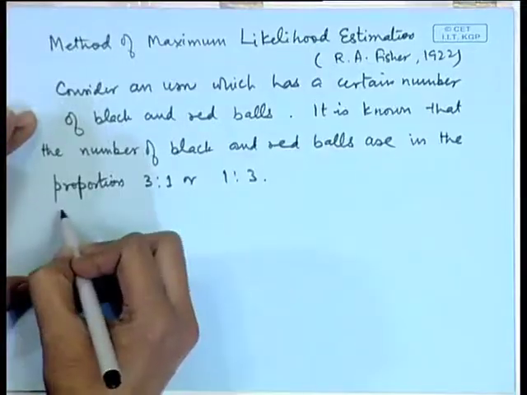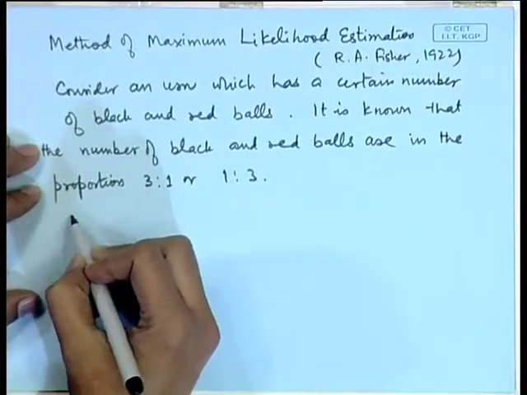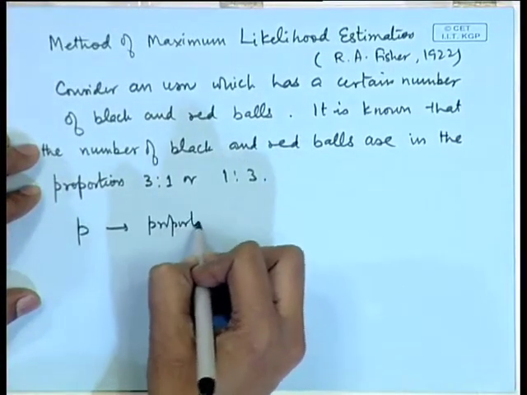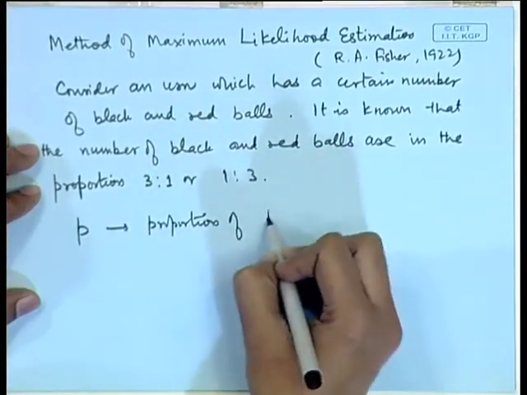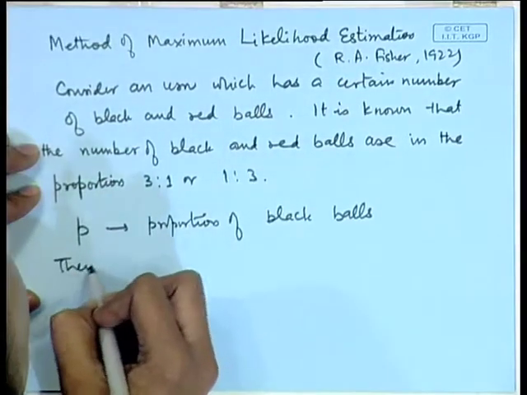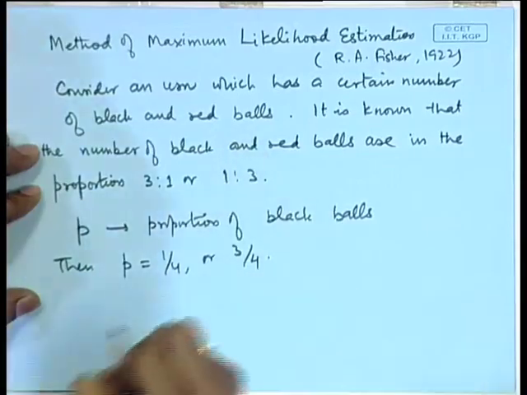So, now what is the problem? The problem is that we want to estimate this proportion to know whether blacks are more or the reds are more. So, let me denote P as the proportion of say black balls. Then P is either 1 by 4 or 3 by 4. Now, let us see how to frame a statistical inference problem and then an estimation problem from here.